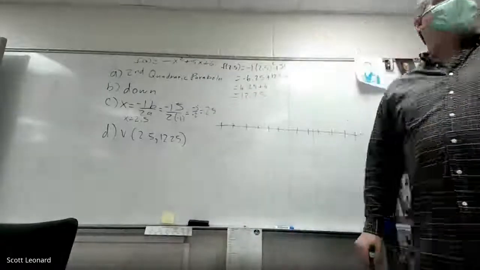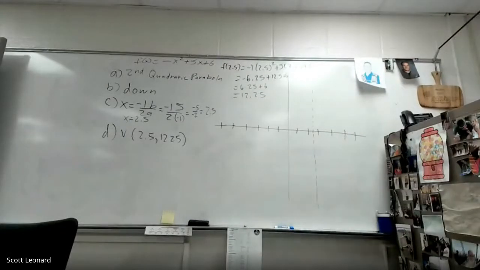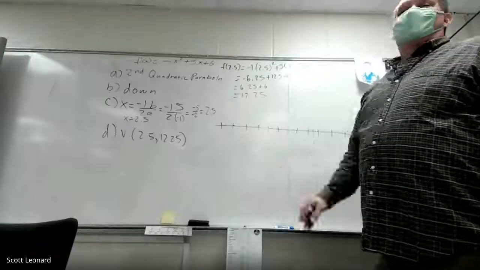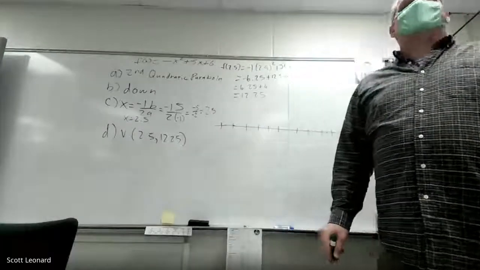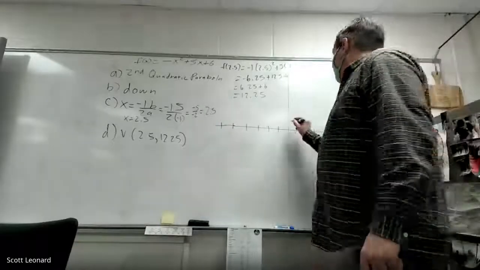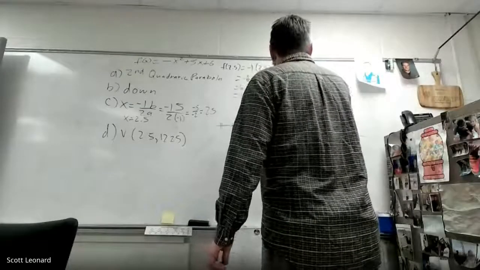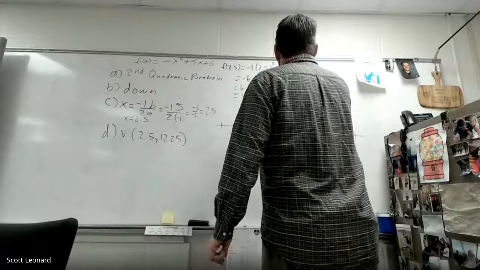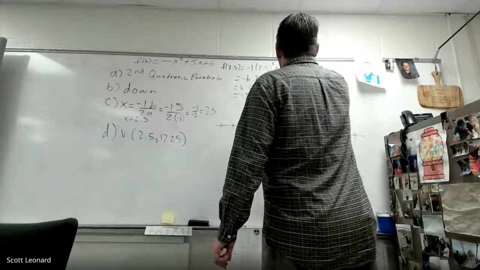Now, your graph may run out of room, so you may have to scale your y-axis. That's probably going to happen on at least one of your problems today. And it probably will happen on your test. I'm going to tell you it's going to happen on your test. So if I want to go up to 12, what should I maybe go by on my y scale? Maybe go by 2s. So if I want to do that, though, I got to label it. So I'm going to go 2, 4, 6, 8, 10, 12.